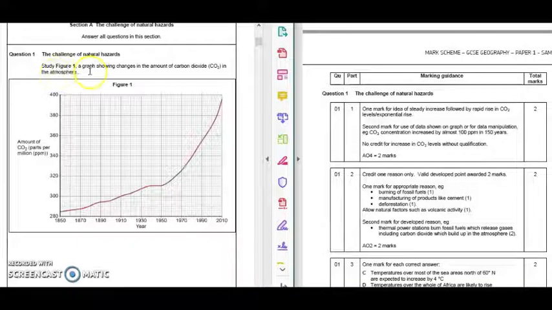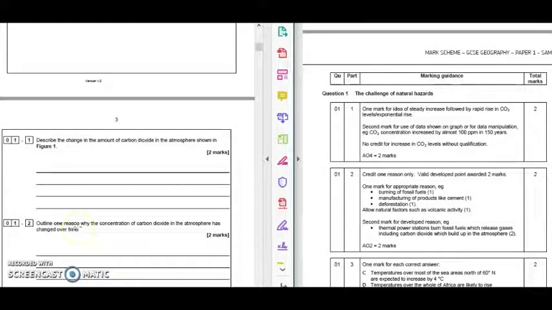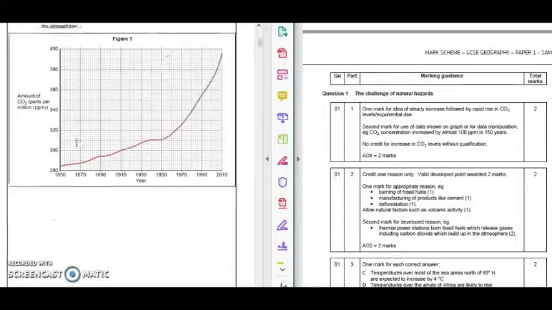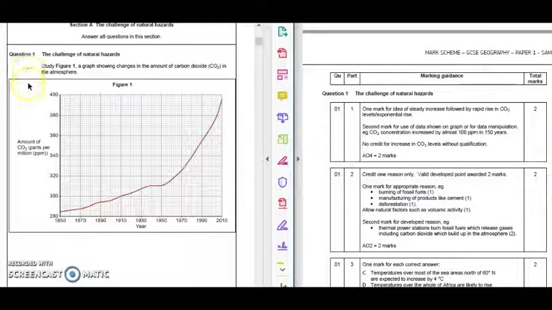Question 1. Study figure 1, a graph showing the changes in the amount of carbon dioxide in the atmosphere. So I've got a graph, and the first question is to describe the change in the amount of carbon dioxide in the atmosphere shown in figure 1. The key word is describe. Now what we need to make sure we avoid saying is really basic statements like the graph goes up or the amount of carbon dioxide goes up, because although that is not false, we need to be a little bit more specific.